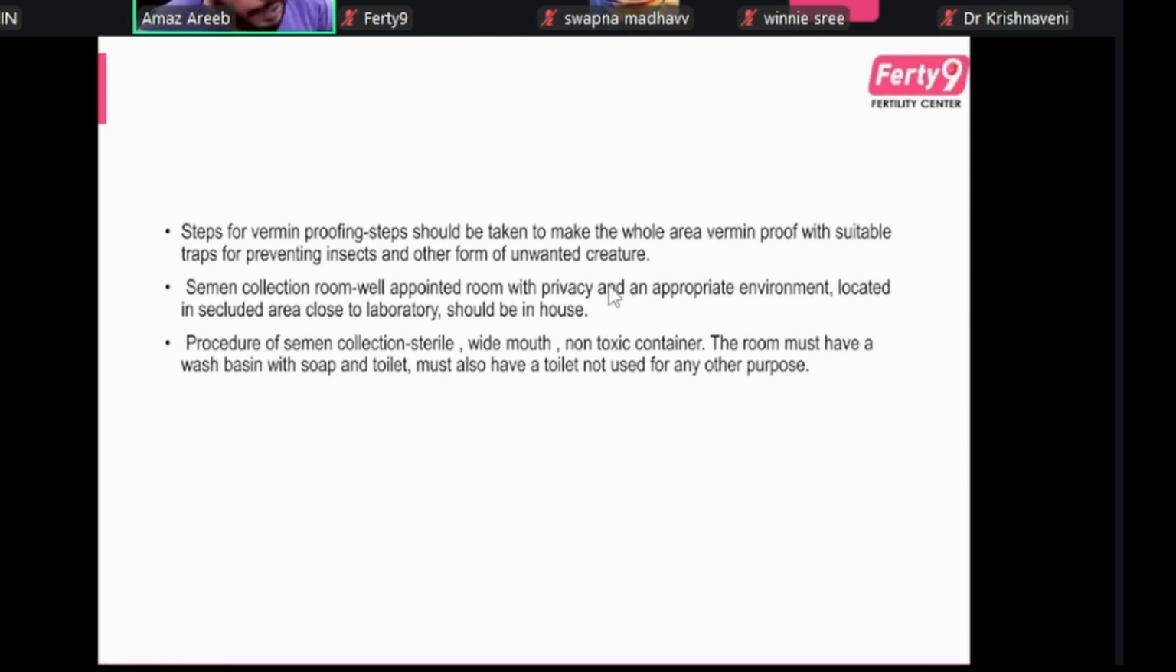The place should be vermin-proof, where the whole area should be suitable to trap insects or unwanted creatures that enter the room.